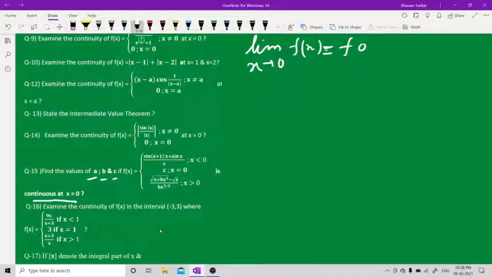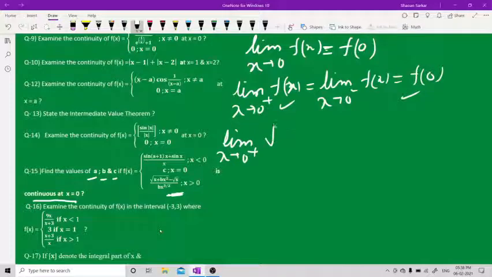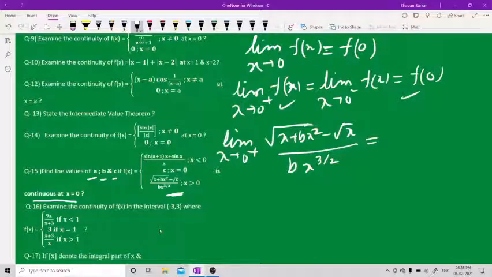Now you see, the limit as x tends to 0 exists, so the limit from the right of f(x) is equal to the limit from the left of f(x), which is equal to f(0). Now I'll take these two equations first. So the limit as x tends to 0 plus of f(x) for x greater than 0 is this equation: (under root of x plus bx squared minus under root of x) upon bx to the power of 3 by 2.